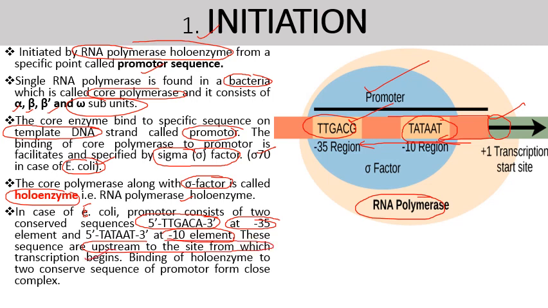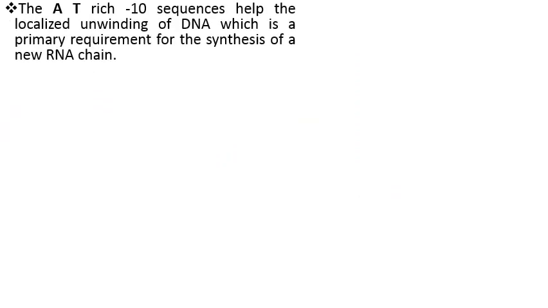Binding of holoenzyme to these two conserved sequences of the promoter forms a closed complex. So this binding of RNA polymerase to these sequences forms a complex structure. Next, the AT-rich region, that is the -10 upstream sequence, helps the localized unwinding of DNA, which is a primary requirement for the synthesis of a new RNA chain.